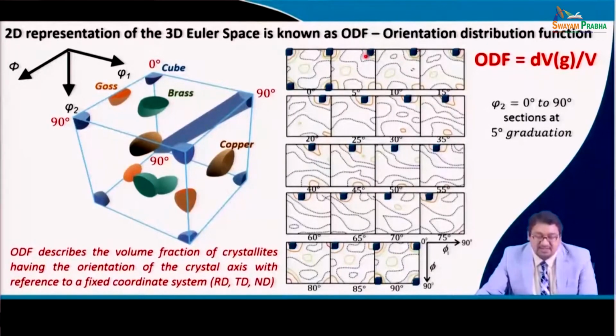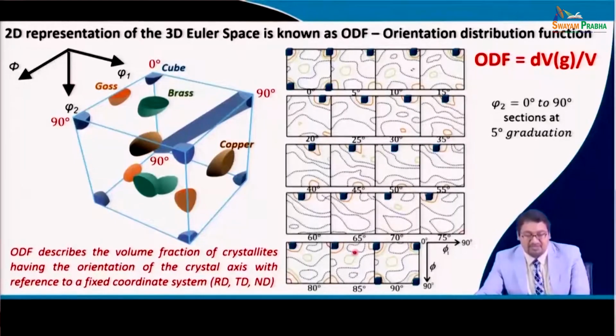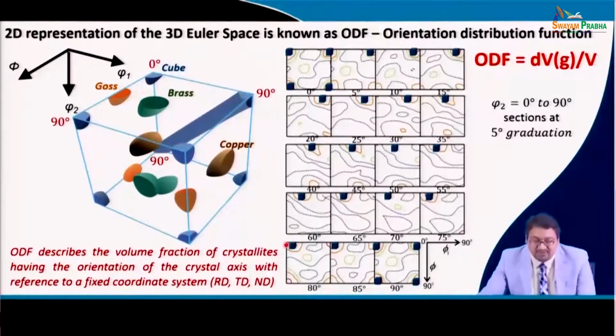You see at phi 1 equal to 85 degrees and 80 degrees, and you see 75 degrees like that, and it goes here and it becomes 45 degrees here, and it goes here and it becomes 85 degrees and then becomes 90 degrees. So, that fiber could be observed throughout the whole ODF, in the phi 2 sections, right.